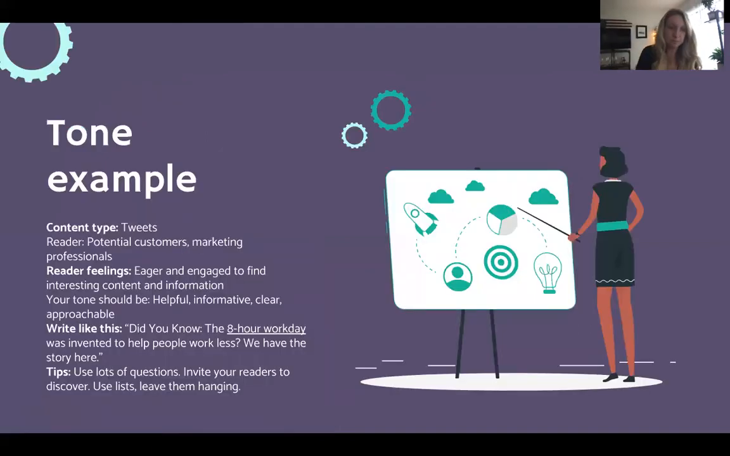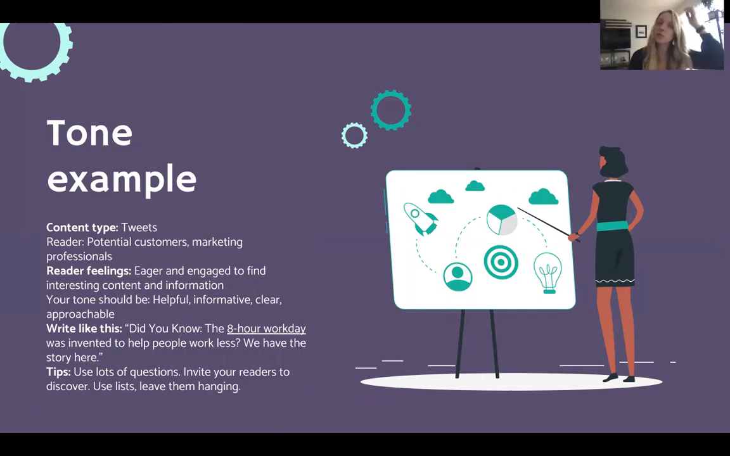So for example, if this was a tweet, you were making tweets, your reader is potential customers, marketing professionals, the reader's feelings are eager and engaged to find interesting content and information. So your tone should be helpful, informative, clear, and approachable. So you're writing like this: did you know the 8-hour workday was invented to help people work less? We have the story here.